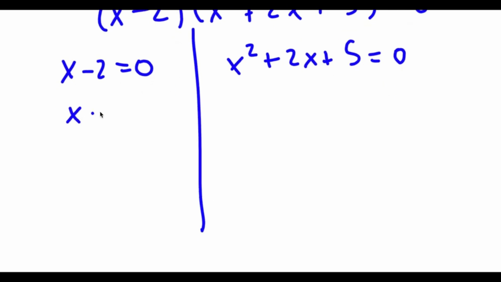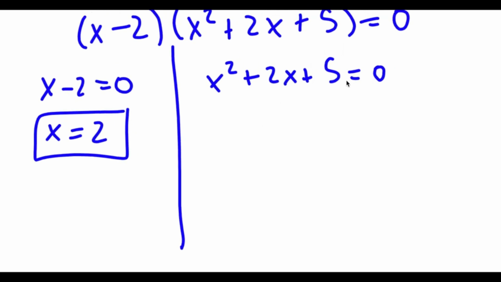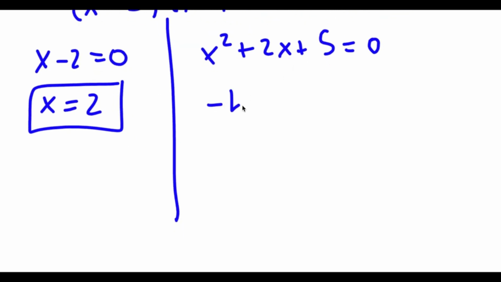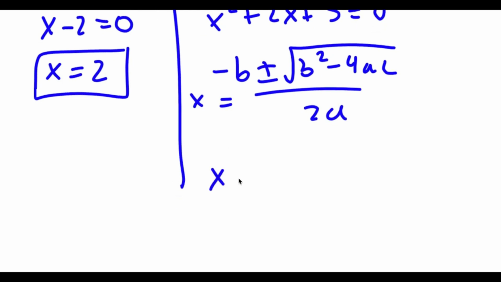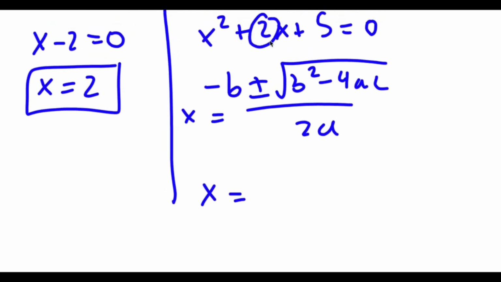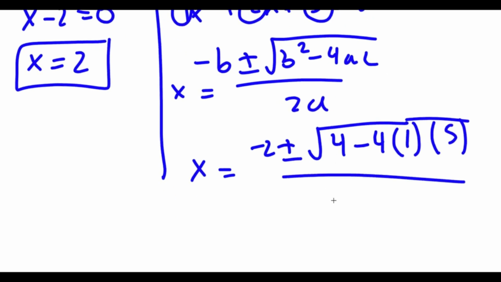So for x minus 2 equals 0, x is obviously equal to 2, so this is one solution. And for x squared plus 2x plus 5 equals 0, I can use the quadratic formula, which is negative b plus or minus the square root of b squared minus 4ac all over 2a. So in this case, b is equal to 2, so I have negative 2 plus or minus the square root of 2 squared, which is 4, minus 4 times a, which is 1, times c, which is 5, all over 2a, so 2.